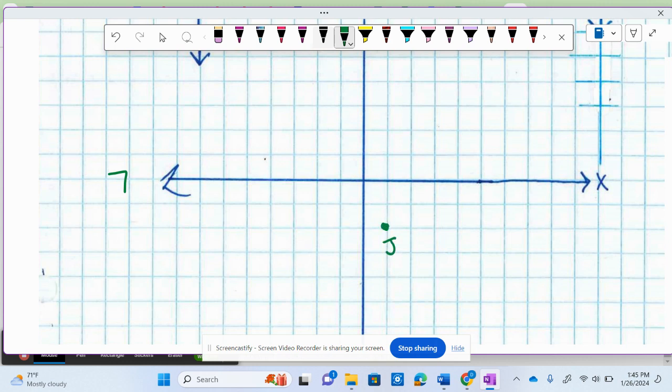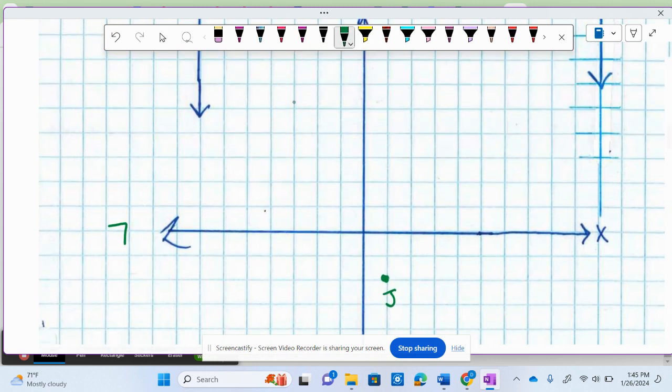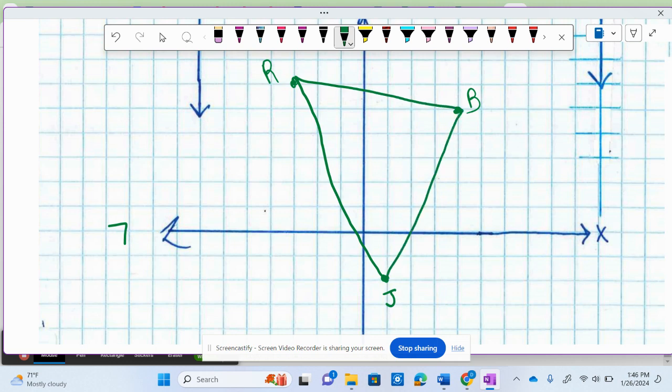-3, 6. I need to slide down a little bit. So -3, and up 1, 2, 3, 4, 5, 6. That's point R. And then 4, 5. This is point B. So there's JRB. It's a triangle. That's a little wiggly, but you get the idea.